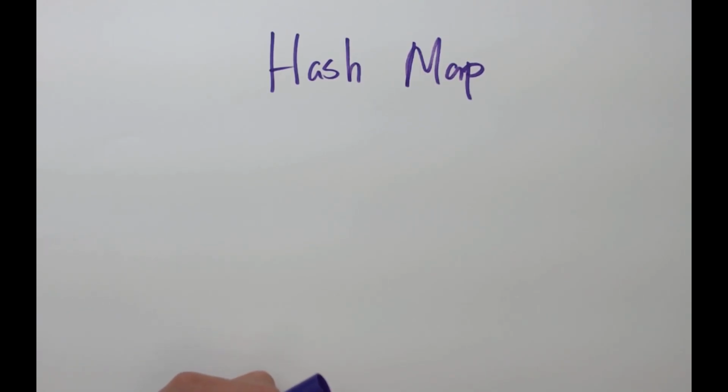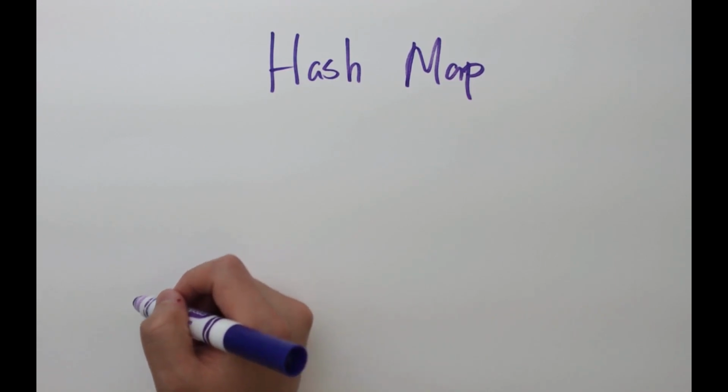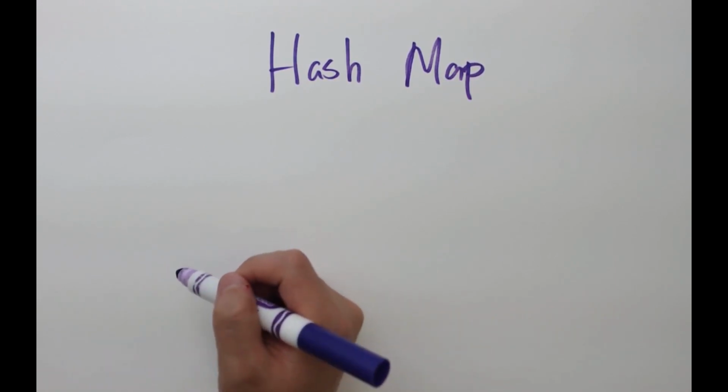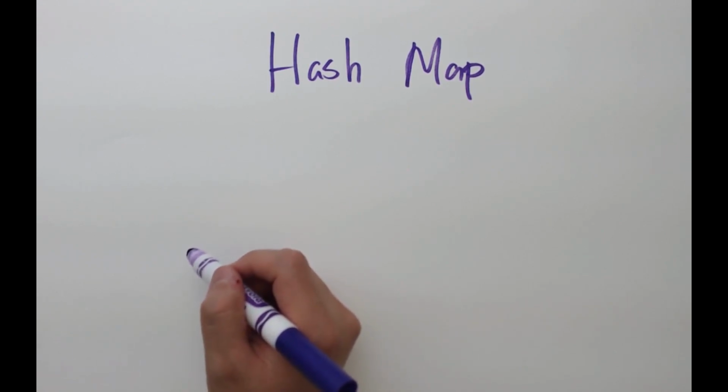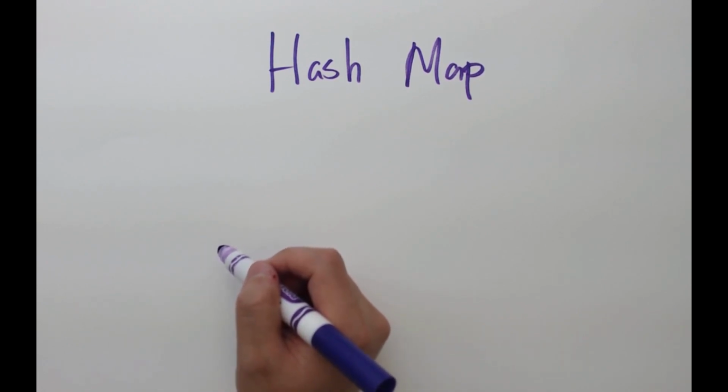Hey everyone, so you learned about arrays and array lists. But those are not the only data structures that we could use to store information. In Python, you learn about dictionaries, and hash maps are the version of dictionaries in Java. So dictionaries and hash maps are key value pairs data structures, and those keys are unique to a specific value.